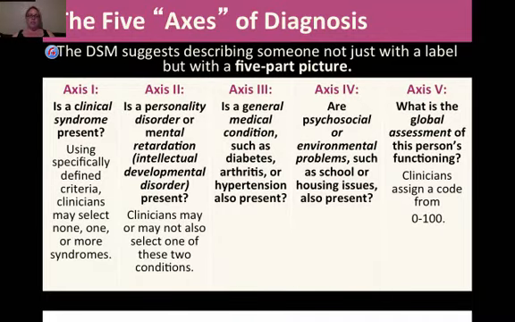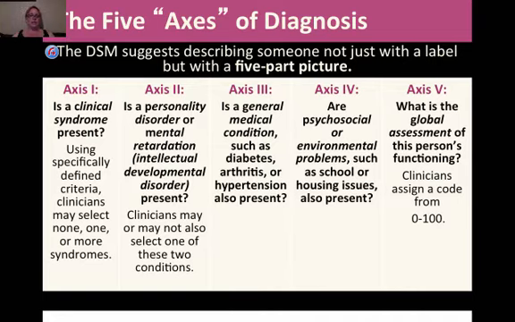So how does the DSM work? Well, the DSM suggests describing someone not just with a label, but with a five-part picture, and we call each of these parts an axis. Axis one is: is there a clinical syndrome? The clinical syndromes are the things you're used to hearing: schizophrenia, mood disorders, bipolar disorder, those types of things.